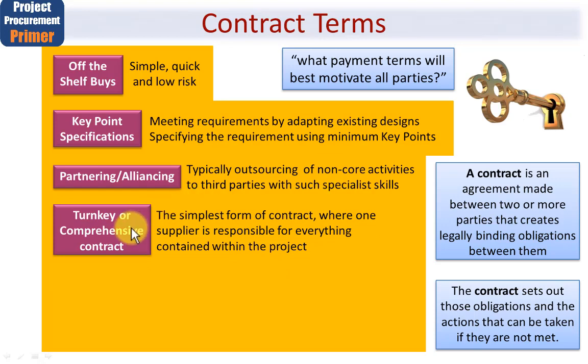Turnkey or comprehensive contract. We looked at that in the previous slide. This is the simplest form of contract where one supplier, and one supplier only, is responsible for everything contained within the project. A good example here might be a specialist software vendor that supplies a complete software solution via a system which has a built-in application along with hardware. A point of sale terminal might be a good example here.